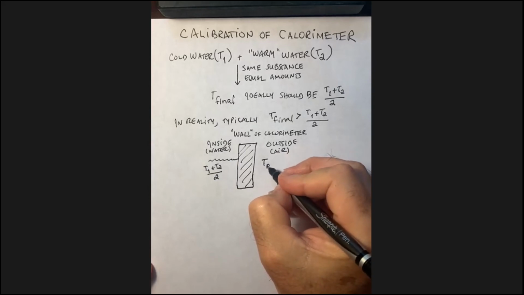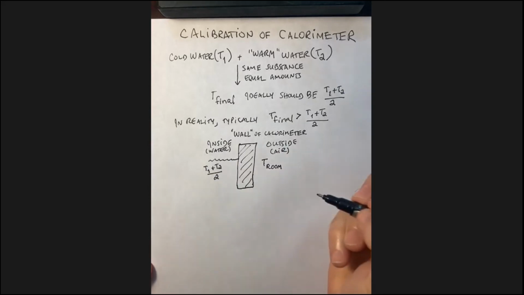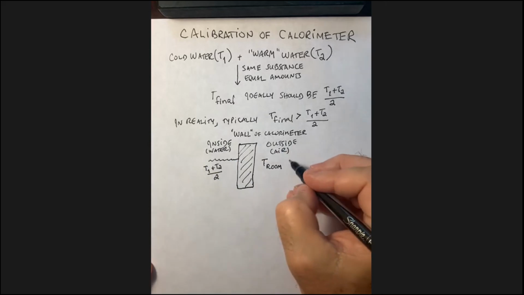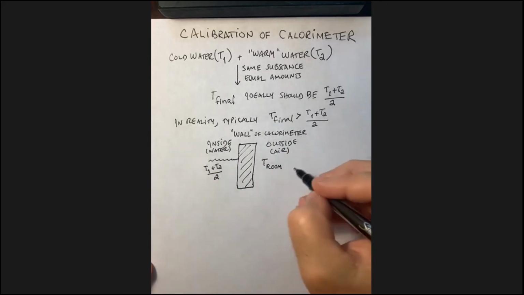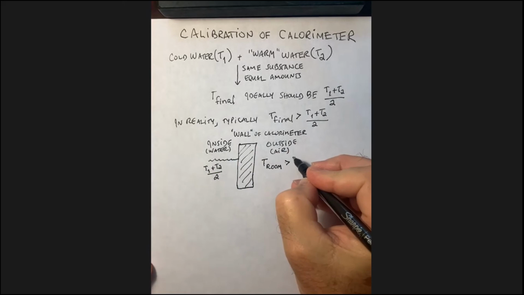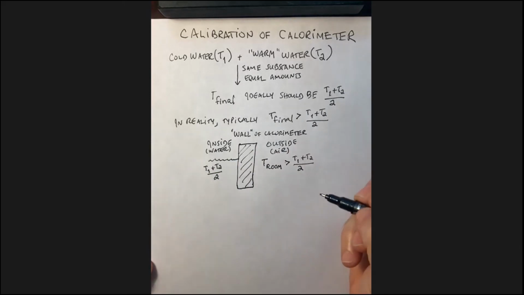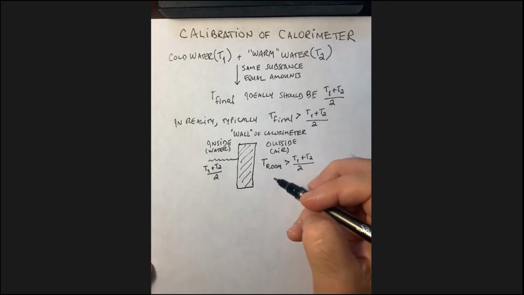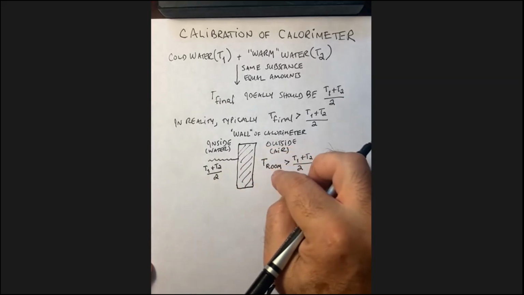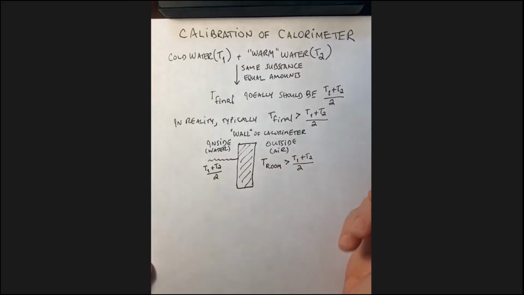which is essentially the room temperature. And if you do a simple calculation or just reason a little bit about it, you'll realize that that temperature is higher than the projected average or midpoint of the cold and the warm water temperatures. So what does that mean? It means there's a temperature gradient between the outside and the inside of the calorimeter.